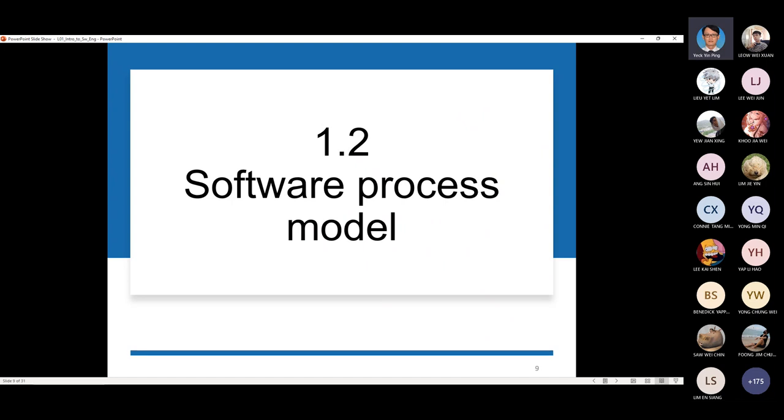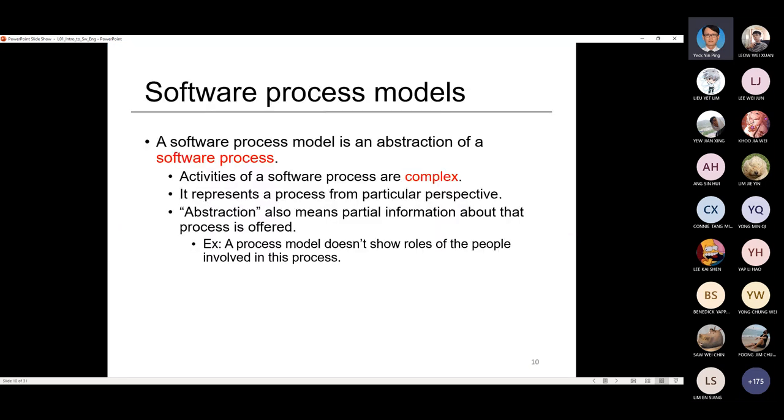Then in future, you might be able to understand the explanation better. And it will also be quite helpful for you to understand the questions asked in the examination or in the assessment. Okay, so software process model usually covers all the software process activities.